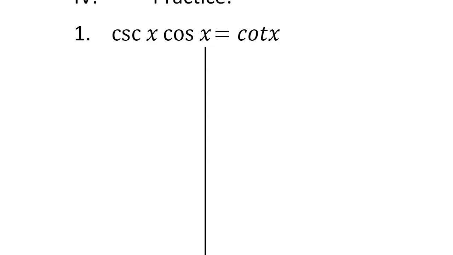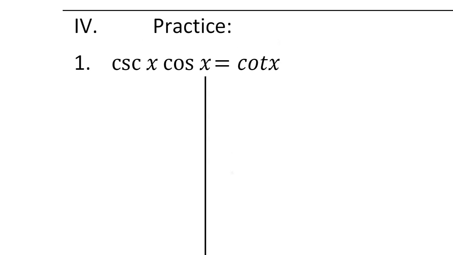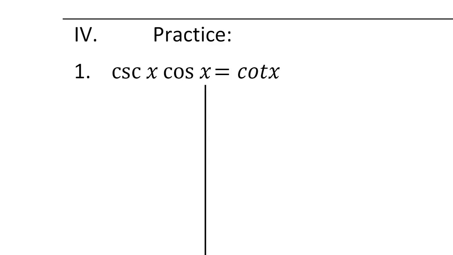So here is our very first proving trig identities problem. Yes, Annie. So here, like I was saying before, we want to choose the more complex side to work with to eventually equal the less complex side. So right now, this left-hand side is the more complex side. So that's the side that I will be altering or changing.